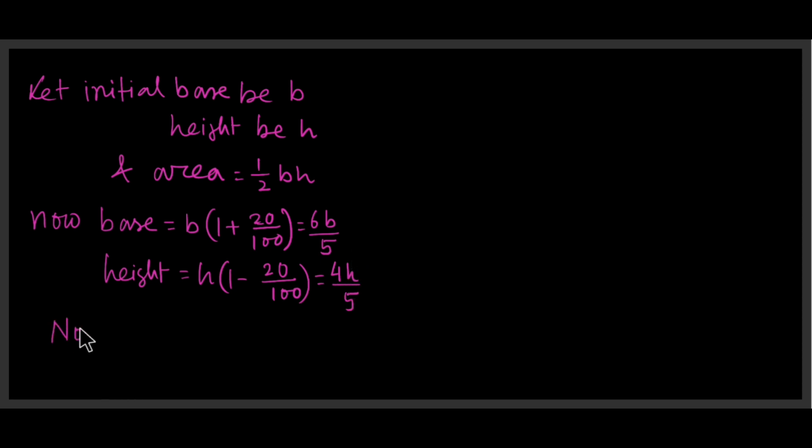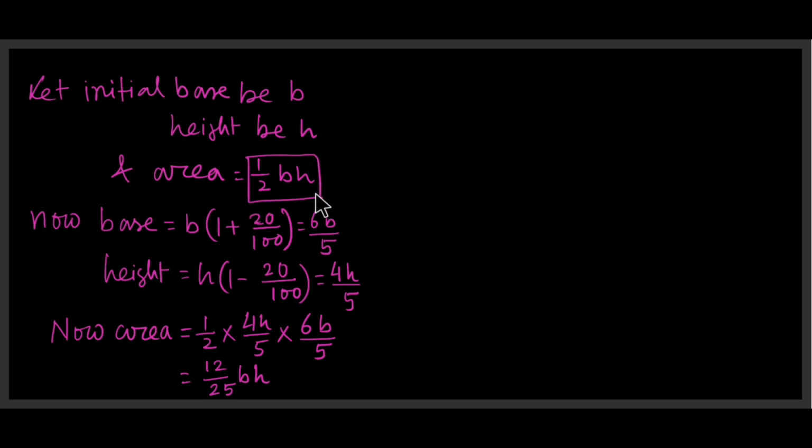So now area will be 1 by 2 into new height, which is 4H by 5, into the new base, which is 6B by 5, and it is 12 by 25 BH. So the initial area is half into BH, and now the area will be 12 by 25 into BH, so it must be decreased.